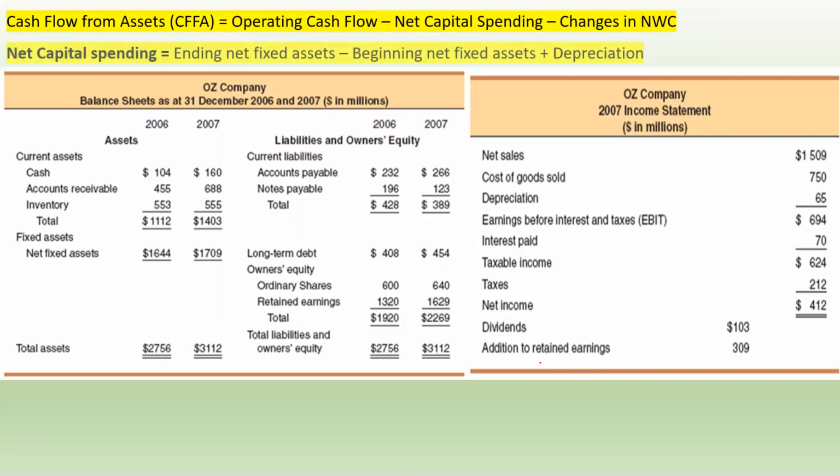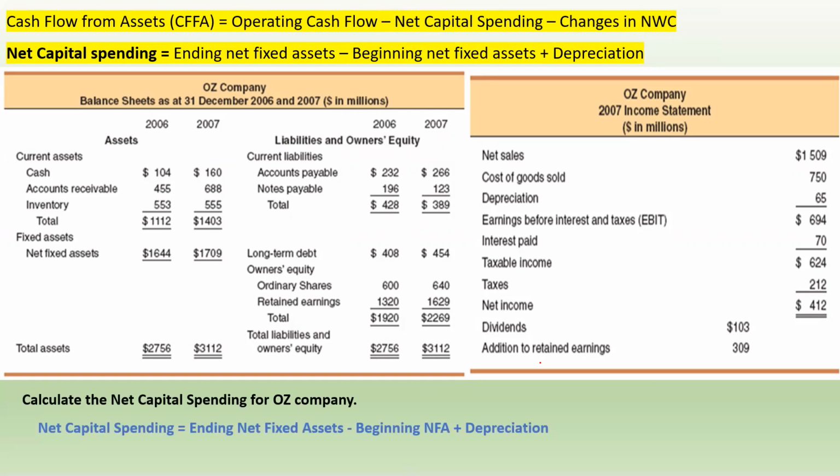So here, let's find out the net capital spending for this OZ firm. The ending balance of net fixed assets, remember 2007, that's the ending balance. 2006, that's the beginning balance. And then add the depreciation on the income statement. So the net capital spending for this year is $130.